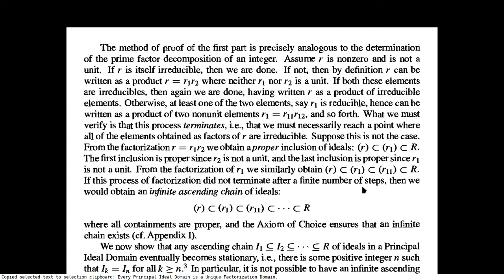So if R is itself irreducible, then of course it's going to be prime, and its decomposition is going to be up to units. But if it's not, then by definition, R can be written as the product of two elements, neither of them being a unit, right? So now, if both of these are irreducibles, then we are again done, because it will be a prime factorization. But if they're not, at least one of them is reducible, right? Thus, if one of them is reducible, you can write that reducible element as the product of two other non-unit elements, right? So you can repeat this process, exactly what you do in prime factorization, right? You repeat until you no longer have reducibles.